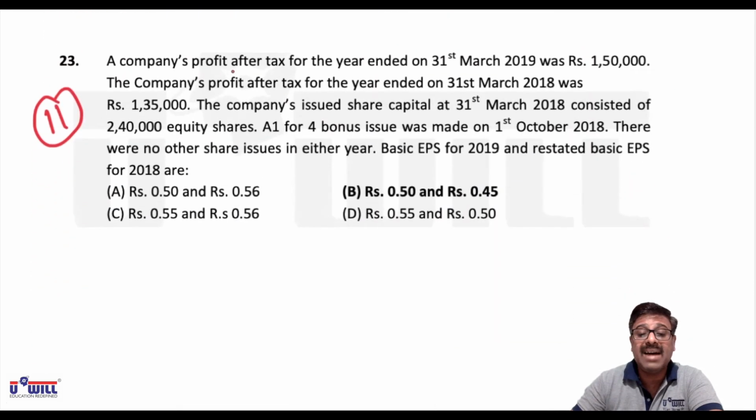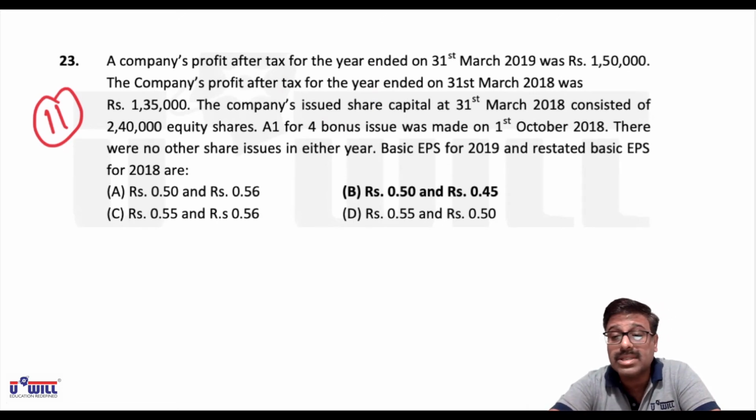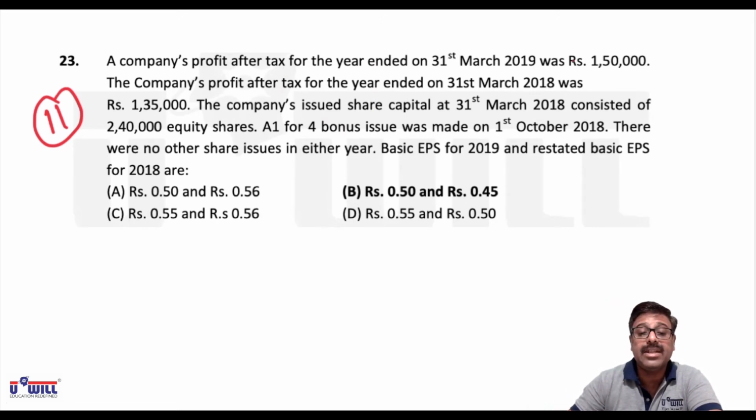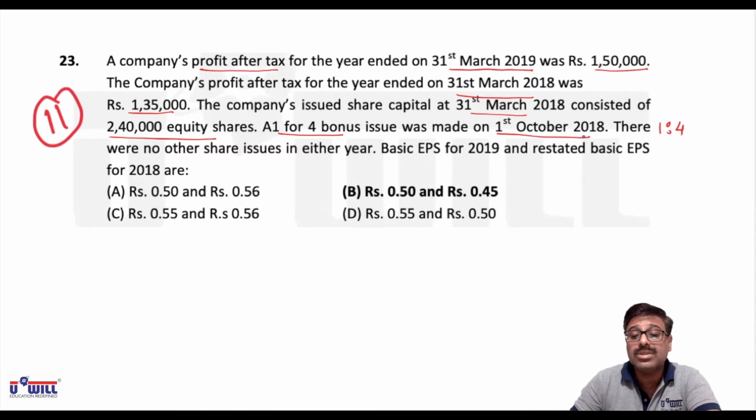A company's profit after tax for the year ended 31st March 2019 was rupees 1,50,000. And the profit after tax for the year ended 31st March 2018 was 1,35,000. The company's issued share capital at 31st March 2018 consisted of 2,40,000 equity shares. Means at the end of last year it was 2,40,000, and a 1-for-4 bonus, means 1:4, was made on 1st October 2018, means in this year. There were no other issue of shares in this year.